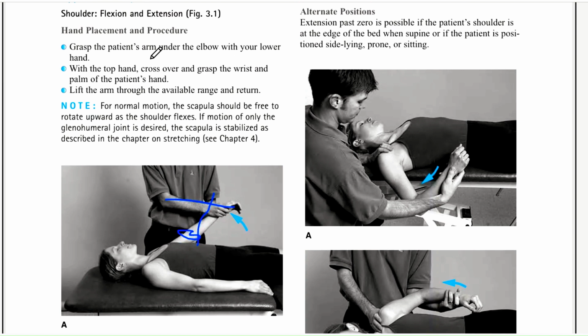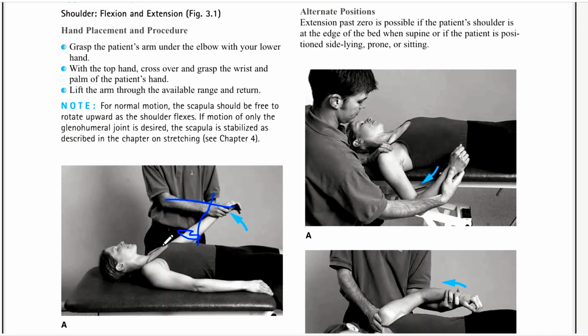Your lower hand is what we have discussed before: the hand that is basically near your feet when you are positioned on the side of the patient. So this is your hand that is stabilizing the elbow, and your upper hand grasps the wrist and palm of the patient's hand in a grasping manner, with the fingers downward and the thumb grasping the patient's palm.